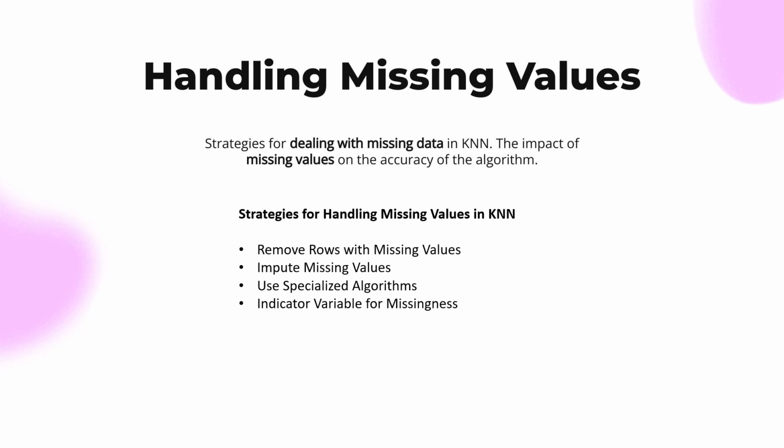Indicator variable for missingness. Add an indicator variable. Create a new binary variable indicating whether a value is missing. This can provide additional information to the model about missing data patterns. Pros: can improve model performance by accounting for the information contained in missing values. Cons: requires additional preprocessing and can complicate the feature space. When to use: if there are consistent patterns in the missing data, indicating they could be informative.